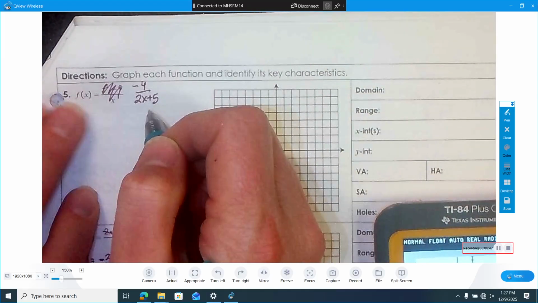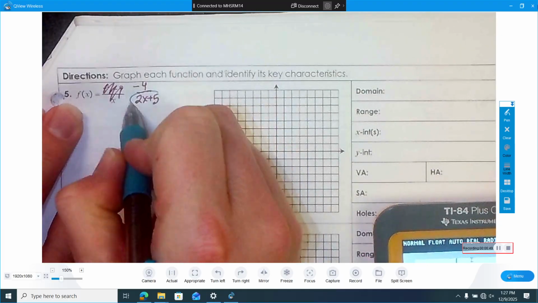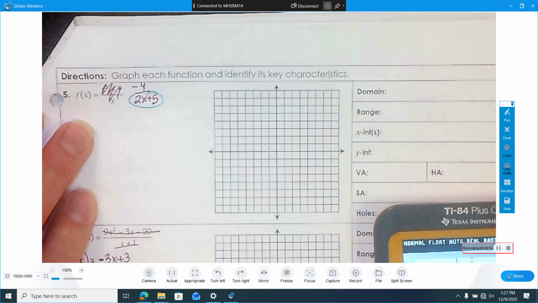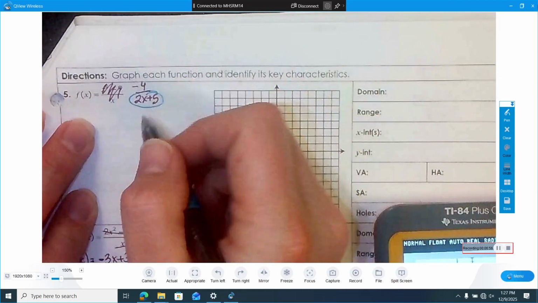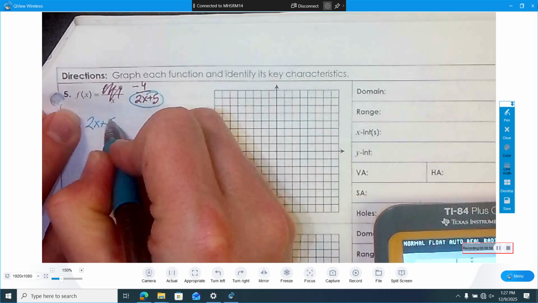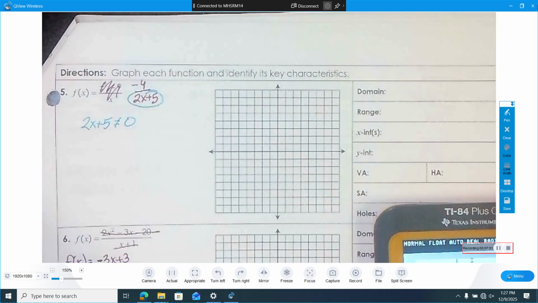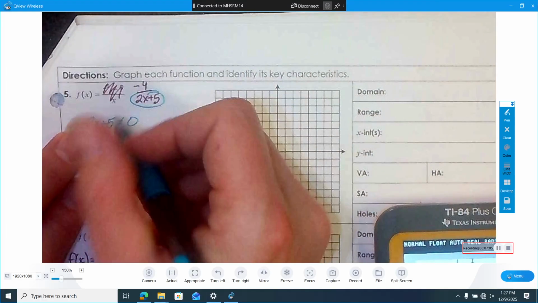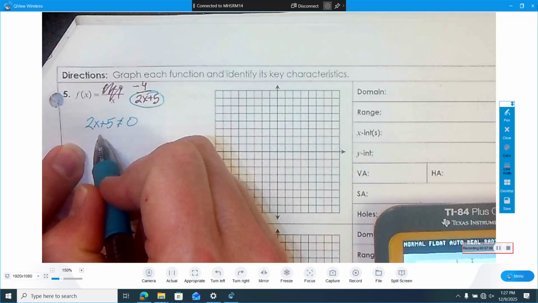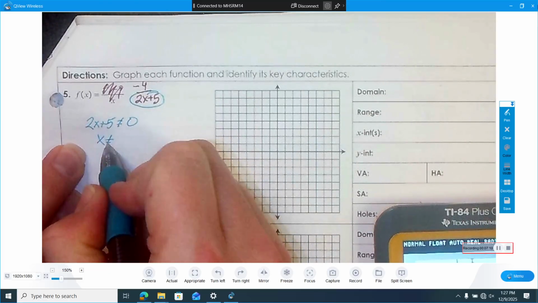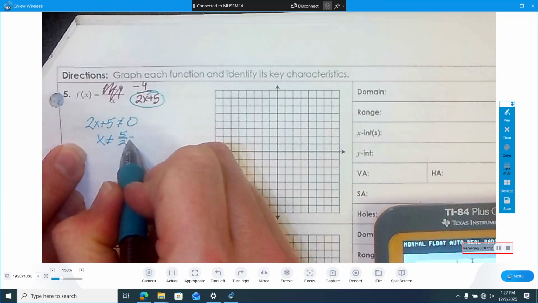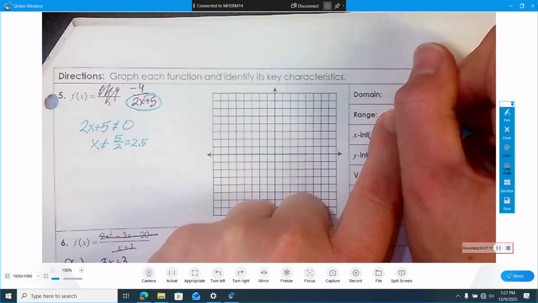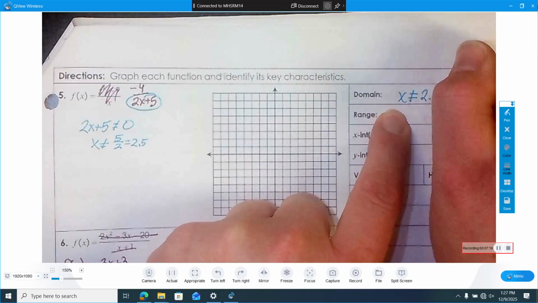But to get started, this denominator tells me a lot of information. Denominator, domain. This denominator, 2x plus 5, is not allowed to equal 0. Denominators cannot equal 0. And if we solve that, that's telling us a couple of different things. X cannot be 5 over 2, which is 2.5. All right, that is domain. Right off the bat, x cannot equal 2.5.